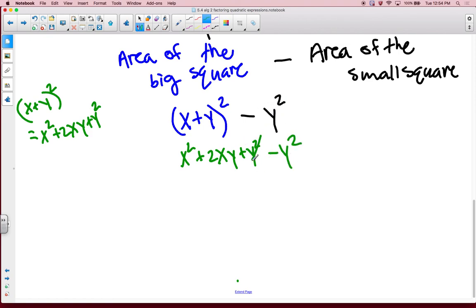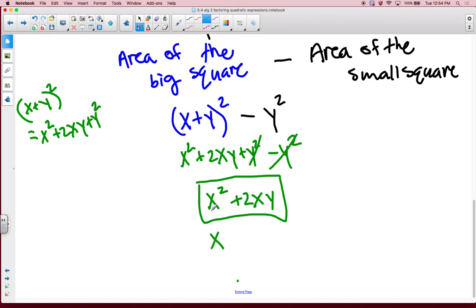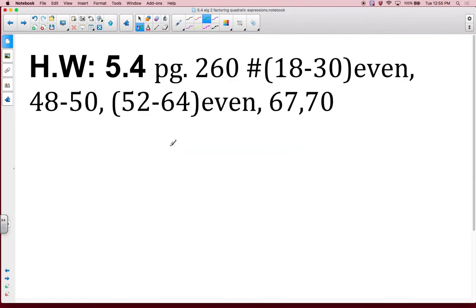We'll see that these two will cancel out. y squared minus y squared cancels. We're left with x squared plus 2xy. You can leave it like this, or we really should take out an x, because both terms have an x in them. So you have x times x plus 2y. And that is really fully factored there. And that's a wrap. Thanks for listening.